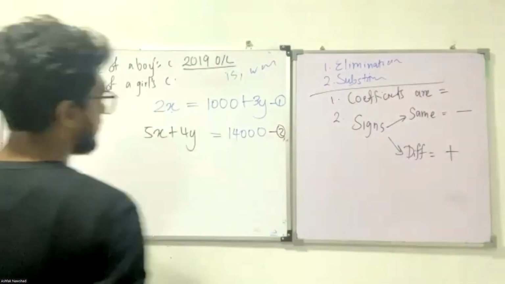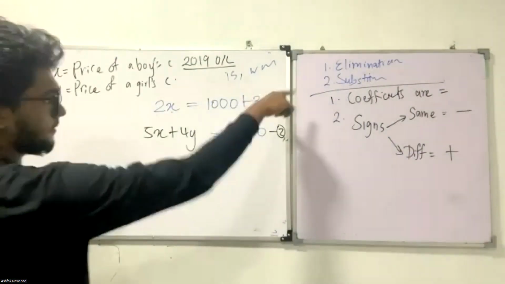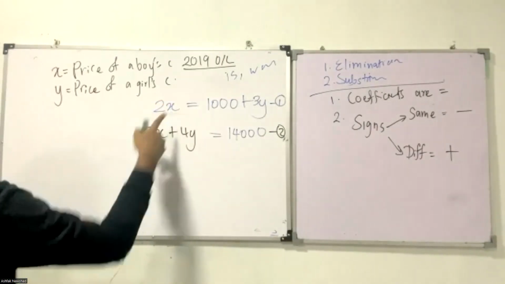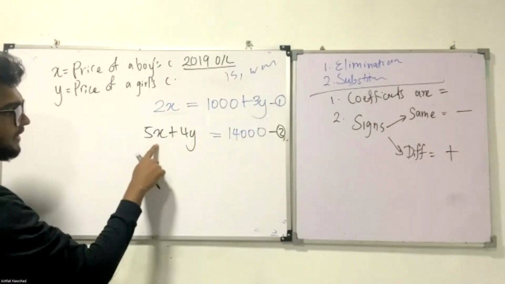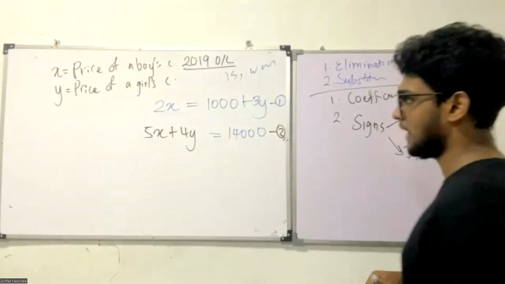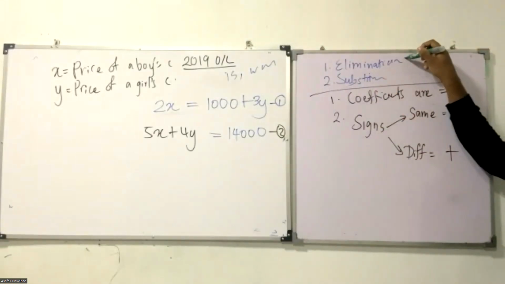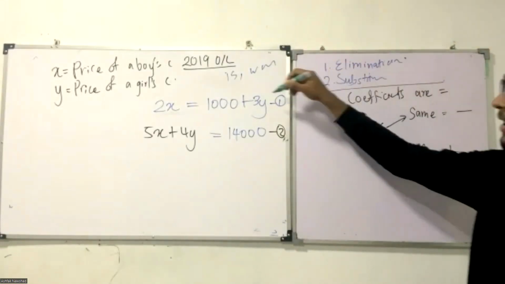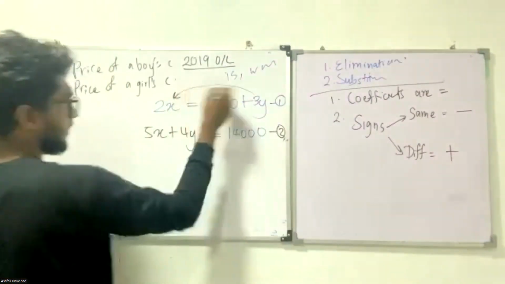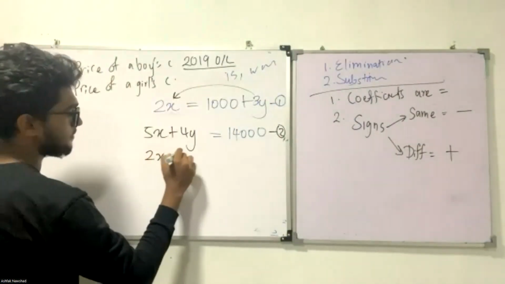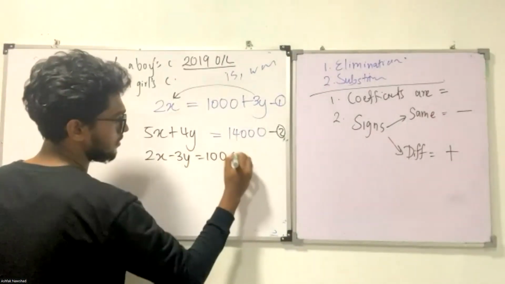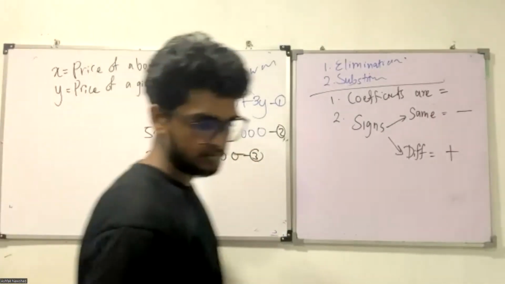In this case, it's better to use elimination because there's no direct answer for x. There's an answer for 2x, and here we don't have 2x, we have 5x. So that's going to be complicated. So we can use elimination first. In order to use elimination, I'll bring this 3y here and write it down, like 2x minus 3y is 1000. Now we have an equation.